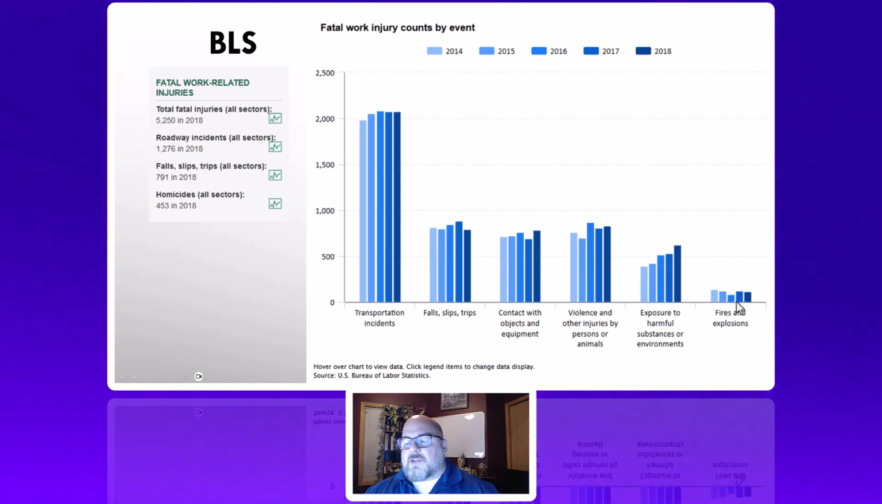But then fires and explosions, very low frequency, very low cause of death. Fires and explosions, though, when they occur, they hit the news first. These other ones, not as much. Maybe a fall.